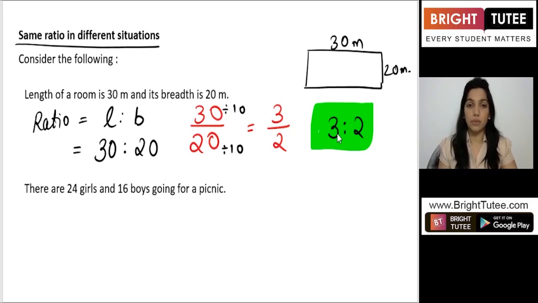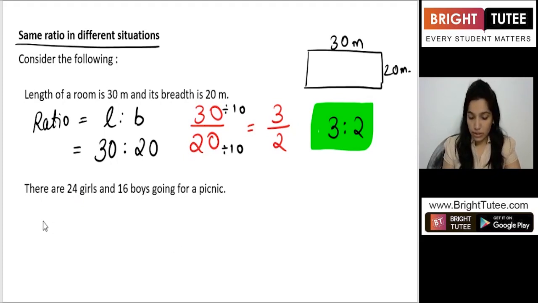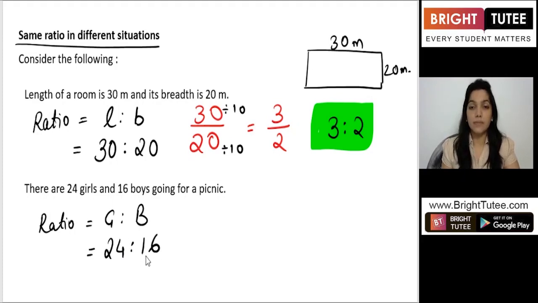Now look at the second one. It says there are 24 girls and 16 boys in a class that are going for a picnic. So let us find what is the ratio of girls to the boys. Okay, so the girls are 24 and the boys are 16. You can write your given ratio in fraction form. It will be 24 over 16.